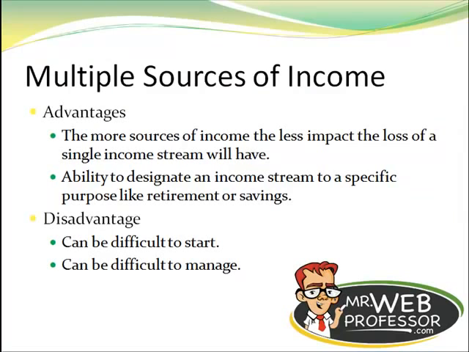You should consider developing multiple sources of income. The advantages of doing so are that the more sources of income, the less impact the loss of a single income stream will have. Also, the ability to designate an income stream to a specific purpose, like retirement or savings. So if you have multiple streams of income, you can divert one of those streams strictly to retirement or savings while you live off another stream of income.